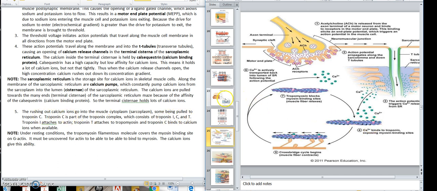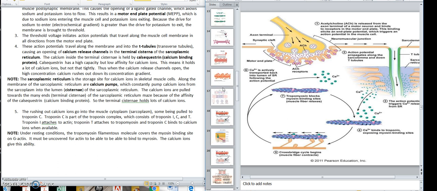Remember that troponin I, C, and T. So troponin C is part of a troponin complex, which we mentioned, which consists of troponin I, C, and T. Troponin I attaches to actin. Troponin T attaches to tropomyosin, and troponin C binds to calcium ions when available. They are now available because these action potentials release the calcium from the terminal cisternae. Under resting conditions, the tropomyosin filamentous molecule covers the myosin binding site on G-actin. Let's go back to that picture.